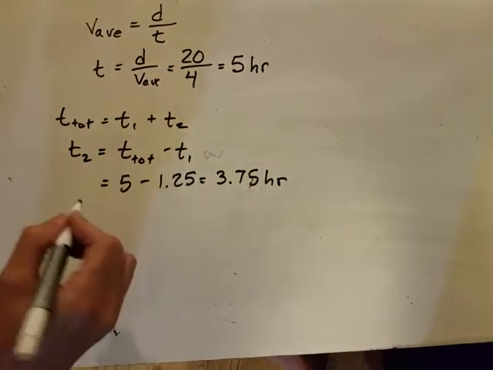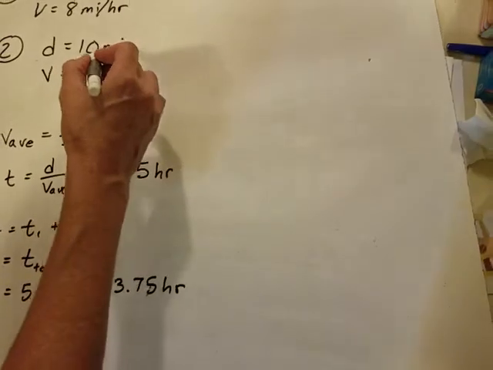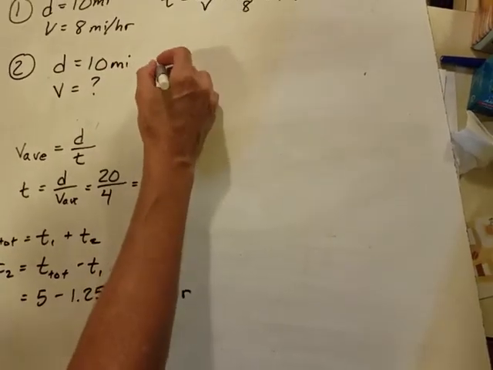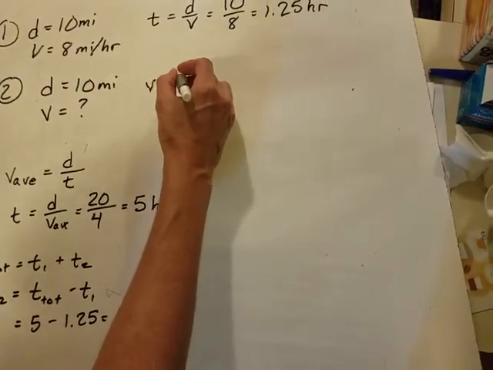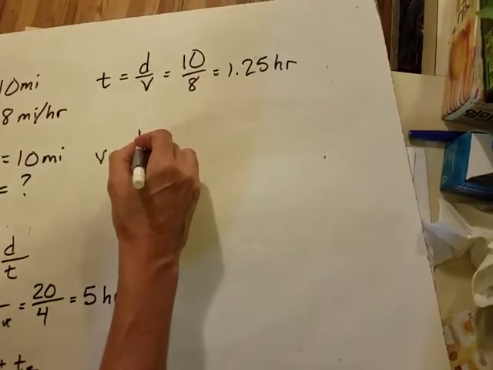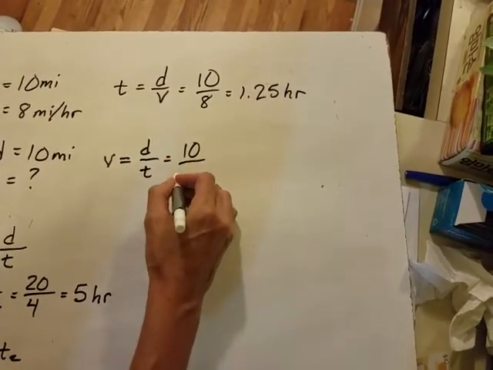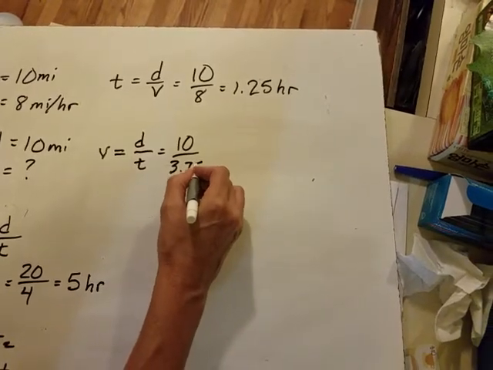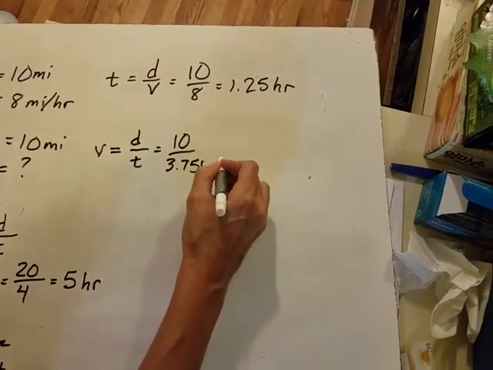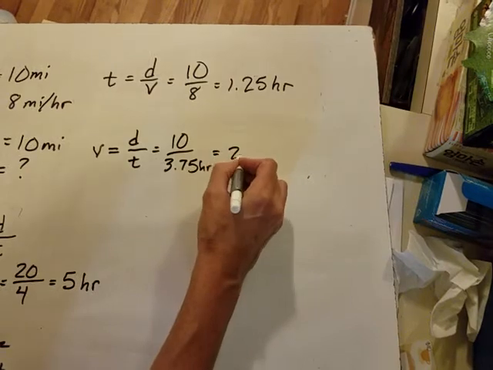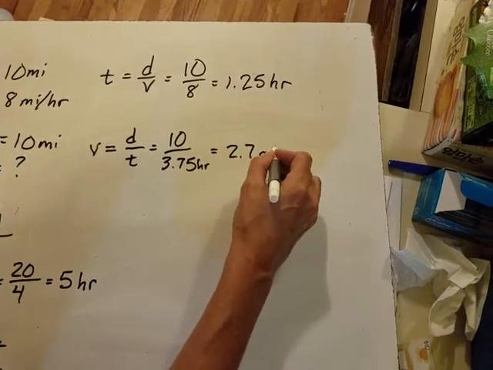All right, now we're getting close because we know the time that it's going to take for this. Our speed is going to be equal to d over t. This is going to be 10 miles divided by 3.75 hours, which is a total of 2.7 miles per hour.